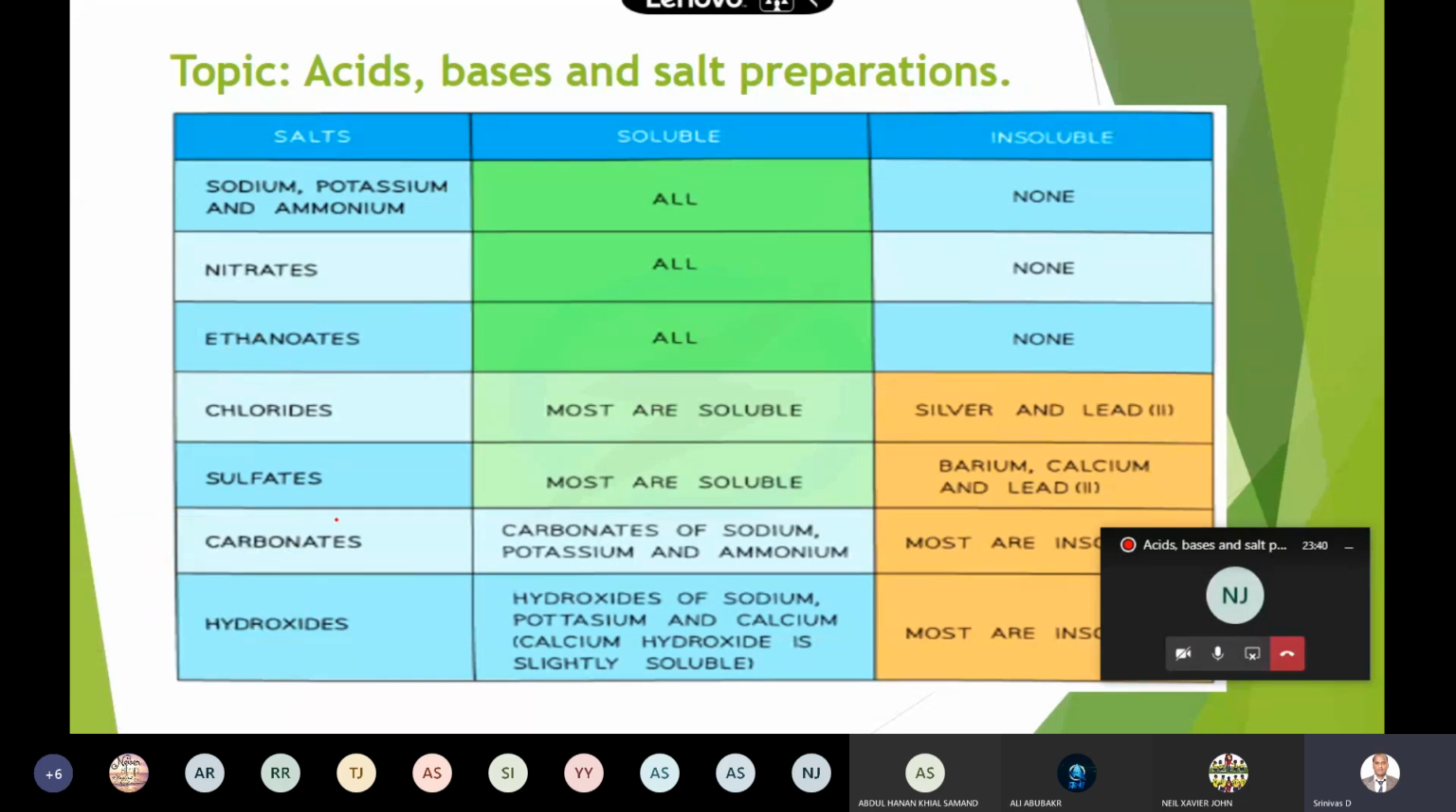When you practice repeatedly, then you will remember this. Don't panic about needing to remember all these things. Just for today, remember the sulfates of barium, calcium, and lead. Three things you can remember: BCL, barium, calcium, and lead sulfates. Silver and lead chlorides are insoluble, remaining are soluble. I'll keep discussing solubility when we prepare some soluble salts, so nothing to worry.